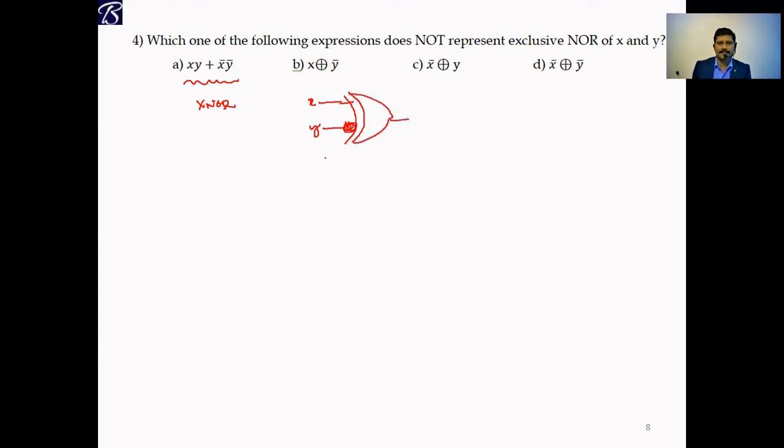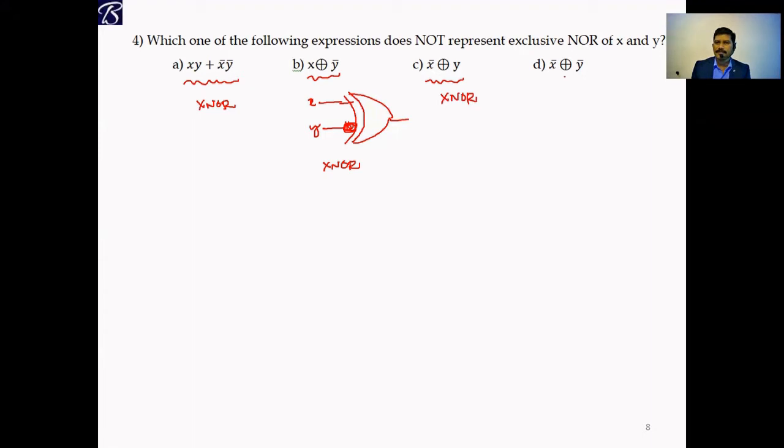Now this bubble may be at the output, that is XNOR, or maybe at the input also, that is they use XNOR only. Okay. Now coming to option C, this bubble is at the input of x. So that's why this is also XNOR.